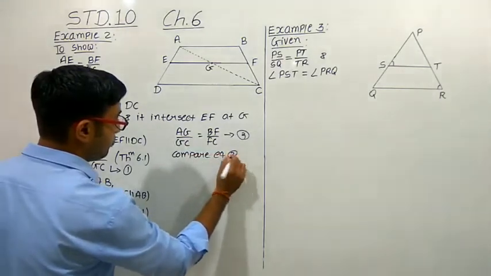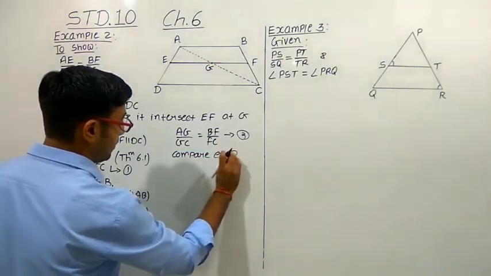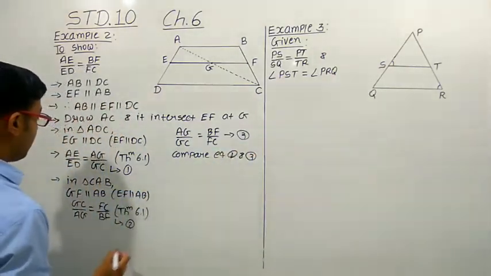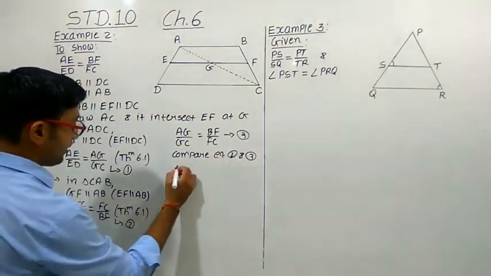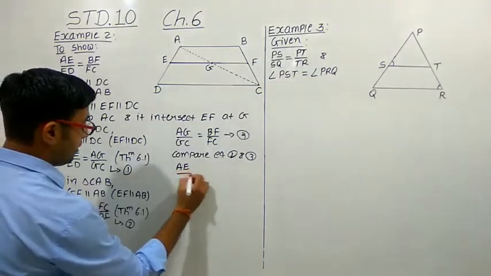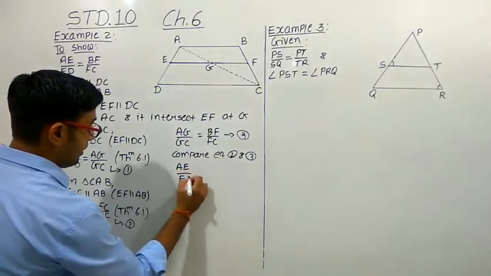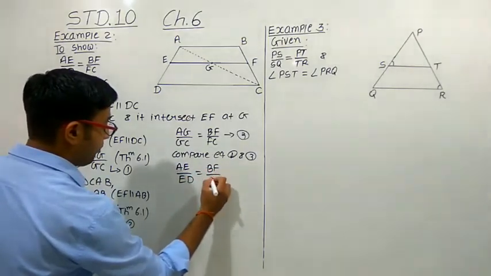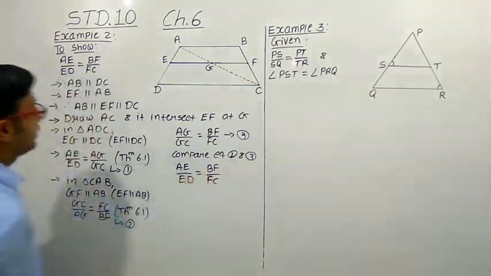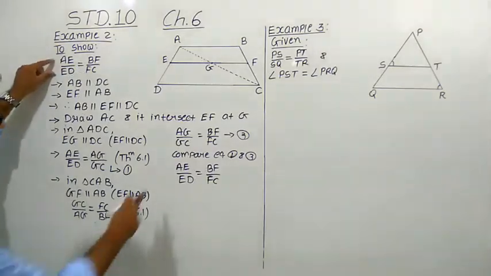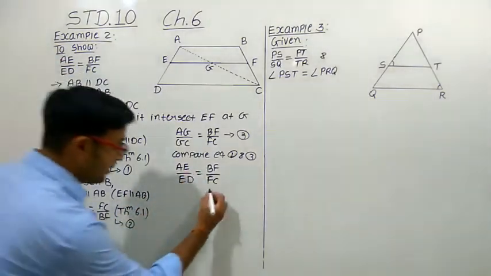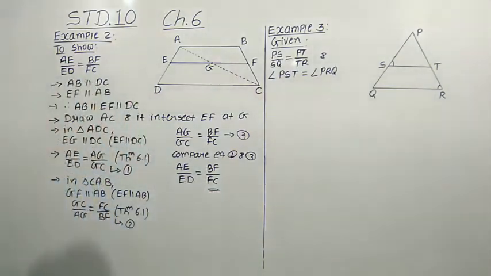equation number 1 and 3, then by comparing this we can write down that AE upon ED is equal to BF upon FC. So see, whatever the result we want, we get here: AE upon ED is equal to BF upon FC. So this is the result we want.